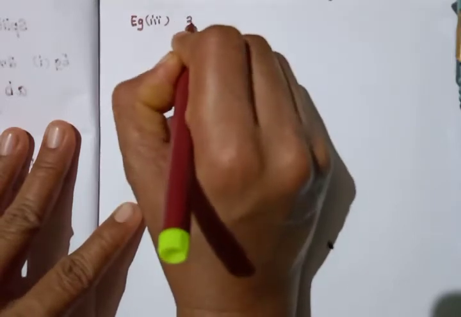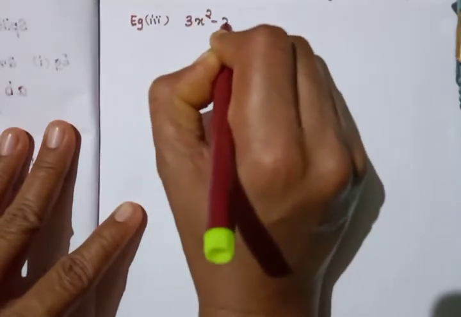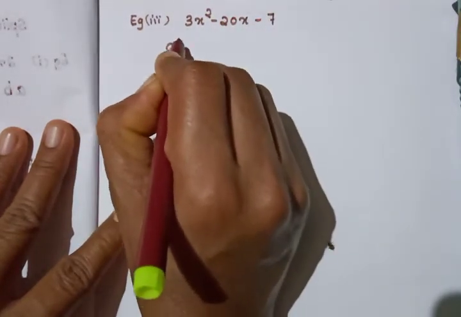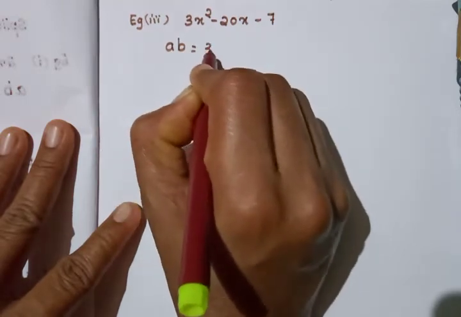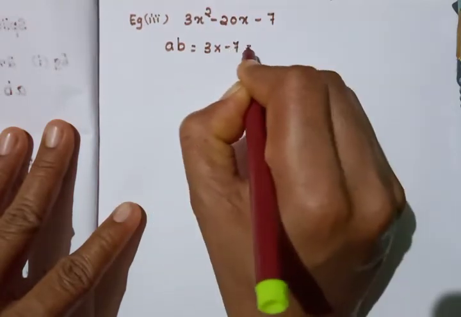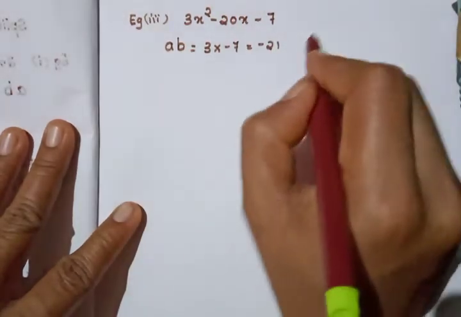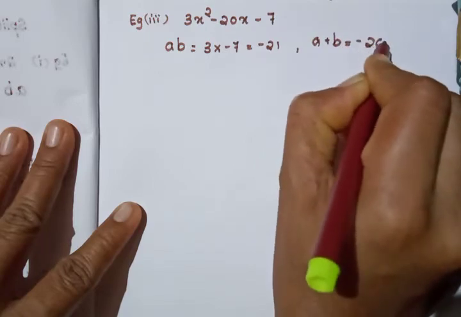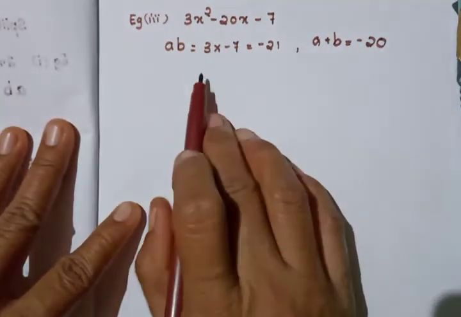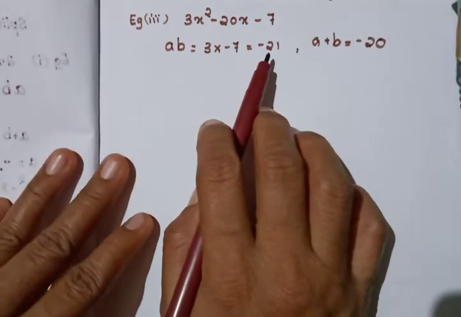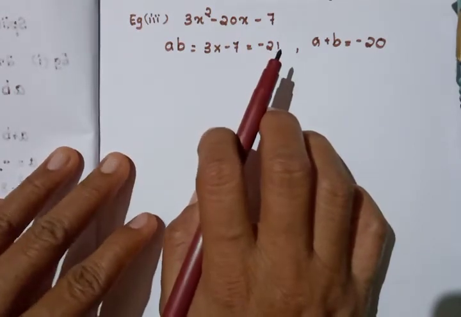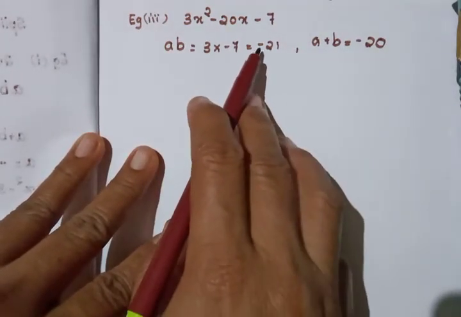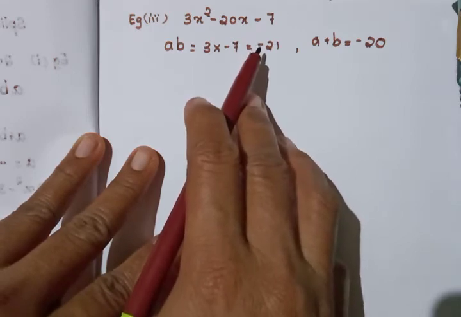Factorize 3x square minus 20x minus 7. Now what is a into b? That is 3 into negative 7, which is minus 21. What is a plus b? That is negative 20. Correct? Yes. Two numbers whose product is 21, you will get two numbers. They are 1 into 21 and 3 into 7. So 3 into 7. The sign you see here is negative. Correct? Yes.